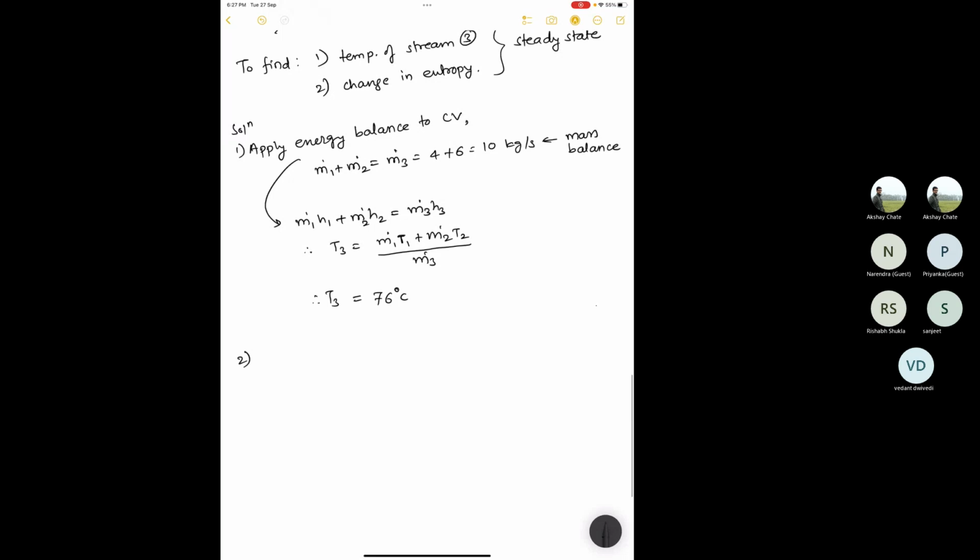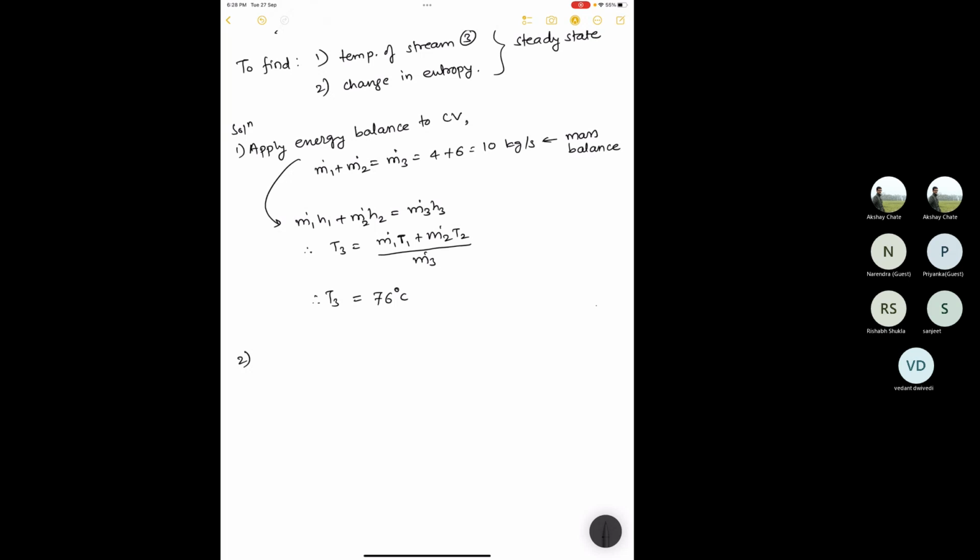Now the second part, change in entropy. Here, since there is no heat transfer, no heat loss to the surroundings, you can neglect that Q by T term, and you can write the entropy equation again. I'll just write the equation. I'll not skip this one since it's the first question itself.